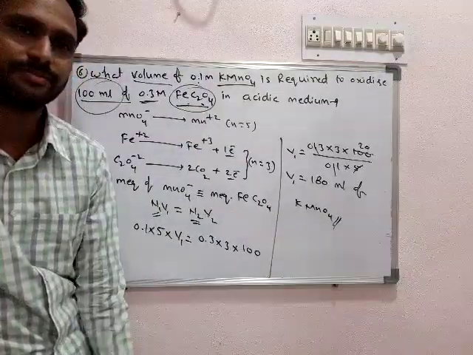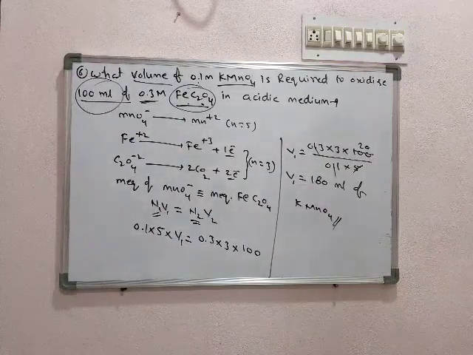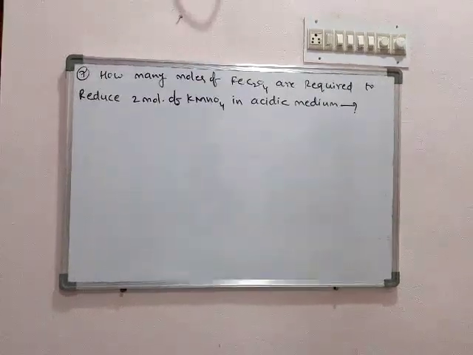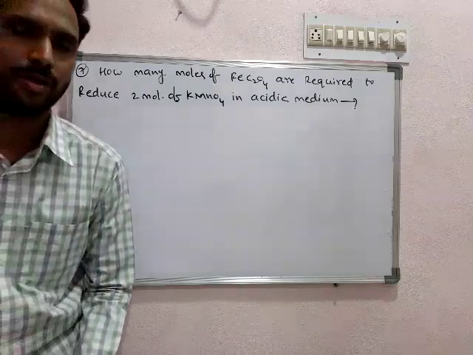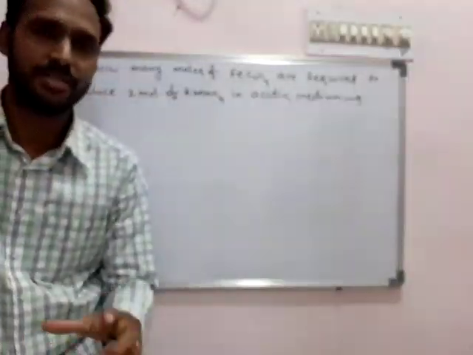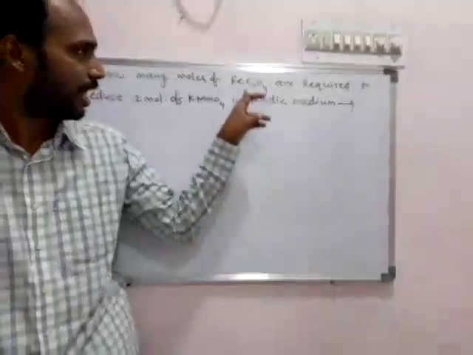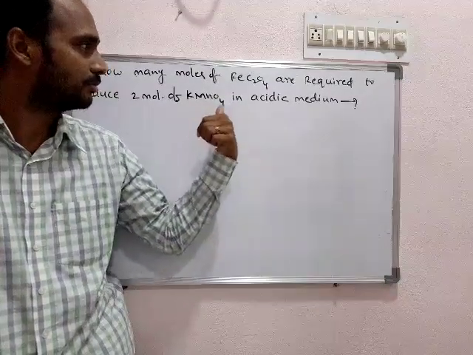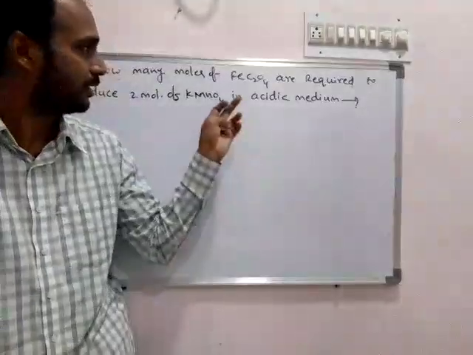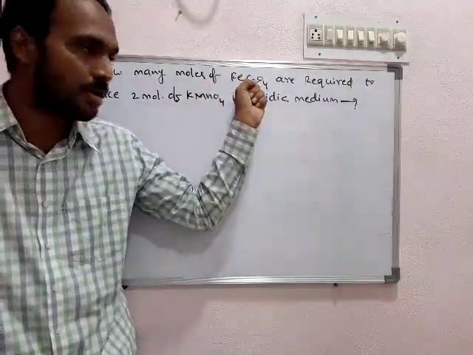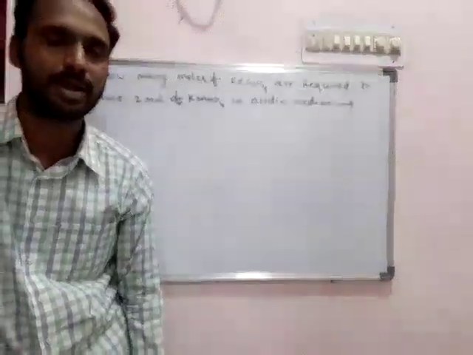Okay, let's take it. Okay, let's see the next one, which is exactly reciprocal, opposite to the just earlier problem. In that problem, ferrous oxalate was oxidized by potassium permanganate. In the same way, here it is asked how many moles of ferrous oxalate are required to reduce 2 moles of potassium permanganate in acidic medium.